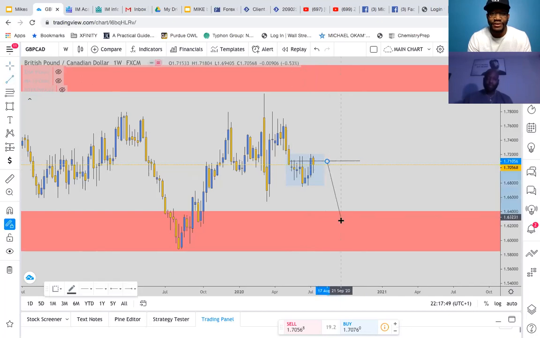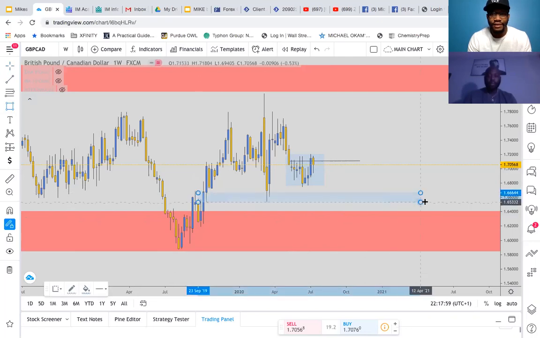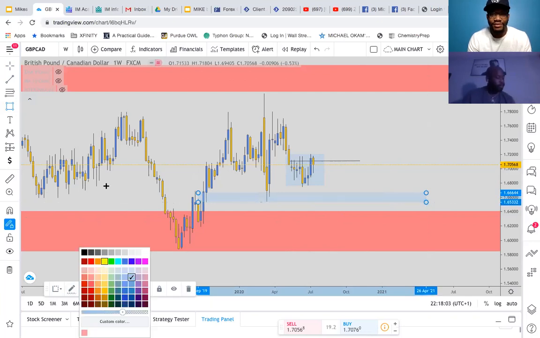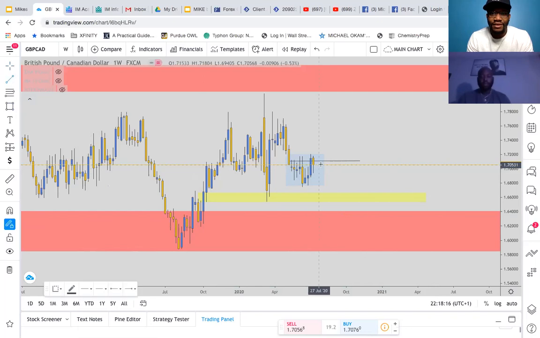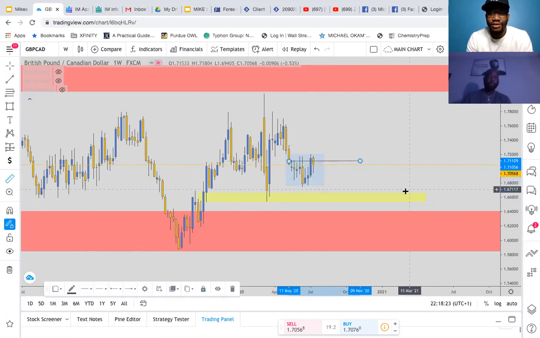We want to get down here at some point, maybe to this imbalance, right? We want to test that level again. This is just, hypothetically speaking, I'm assuming this could happen. I don't know if it will happen, but based on what the candles are showing me, price could potentially come down here at some point. And this is a nice 500 pips. So that's pretty good. All right.